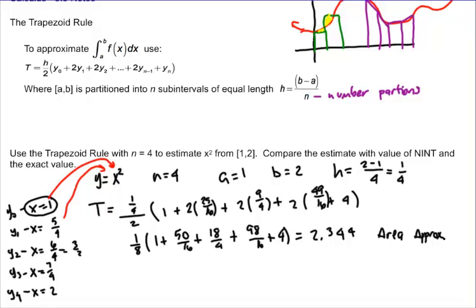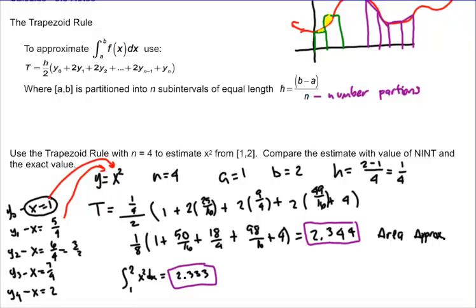And what we can do is we can actually punch this integral into our calculator. So we're going to look at the integral from 1 to 2 of x squared dx. And what is it that you get when you do that? When you punch this into your calculator, you're going to end up with 2.3 repeating. And if you'll notice, the approximation that we got is really a good approximation. It's pretty close, pretty accurate. So this is how the trapezoid rule is used.